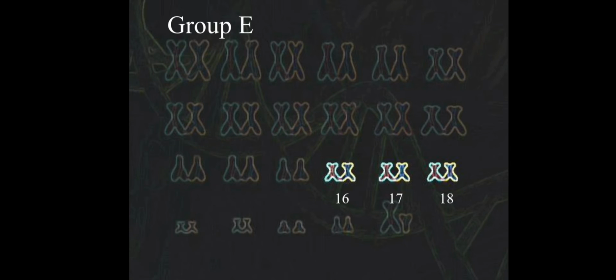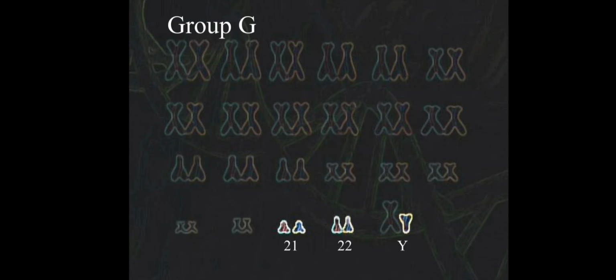Group E. This group consists of chromosomes 16, 17, and 18, which are shorter, meta or submetacentric. Group F. This group represents chromosomes 19 and 20, which are shorter, metacentric. Group G. This group comprises chromosomes 21, 22, and Y, which are very short and acrocentric.